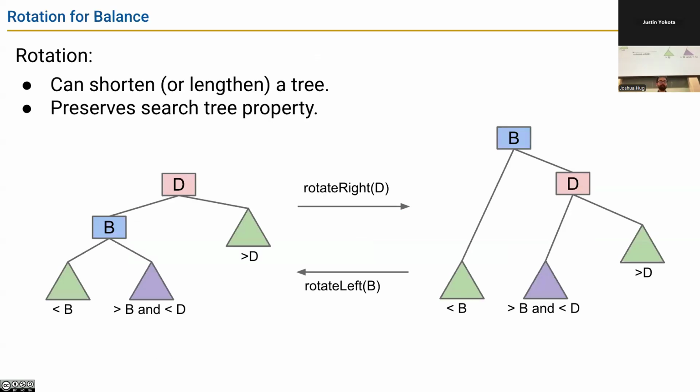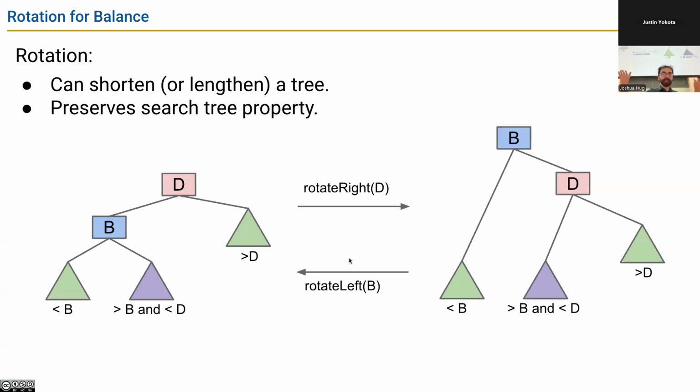Okay. So rotation in general can shorten or lengthen a tree. By shorten, I mean you reduce the height, and lengthen means you make it taller. But what's critical is that it preserves the search tree property. It's still a search tree when you're done.